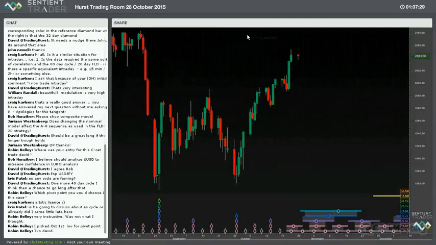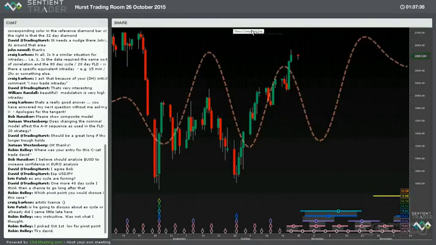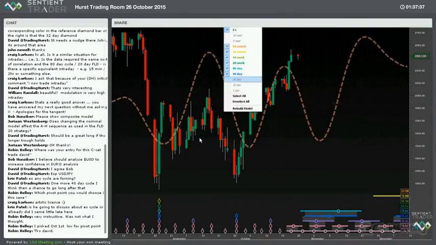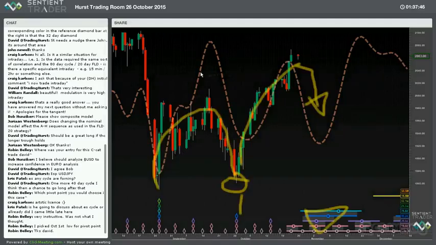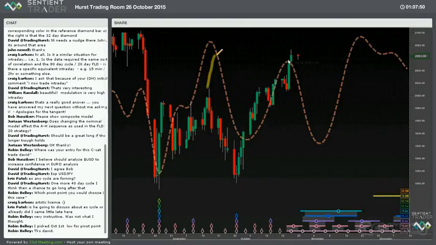Let's take a look at our composite model line. I'm sure you're all very familiar with the composite model line by now. I've been speaking about it for a while. Here's the composite model line, and you can see it's done a fairly good job at describing price action recently. It expected a higher peak over here, and it expected a lower peak over here.